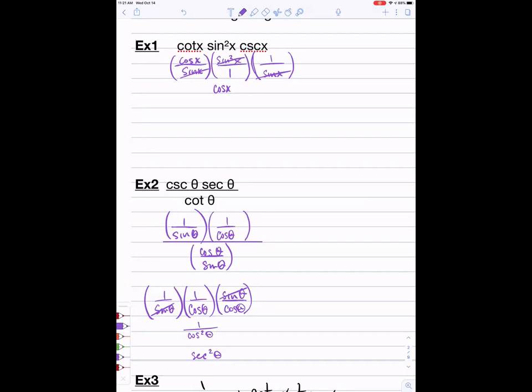Now, the second thing I want to point out, how many equal signs have you seen me write so far today? Not one.